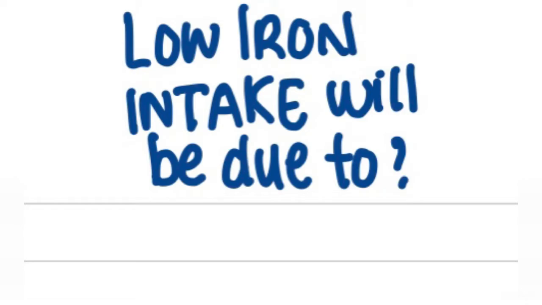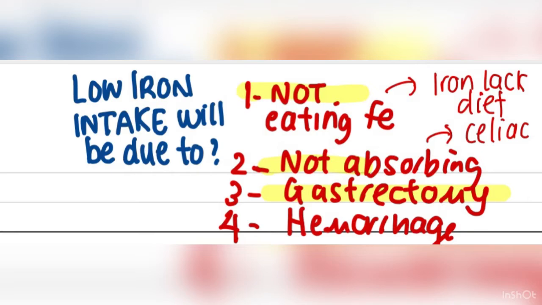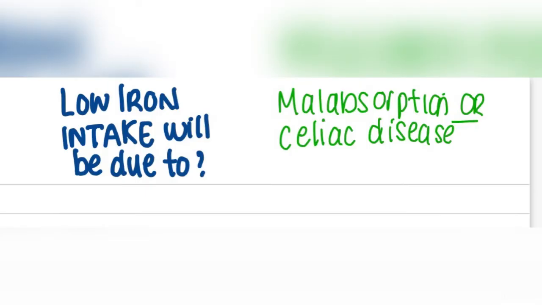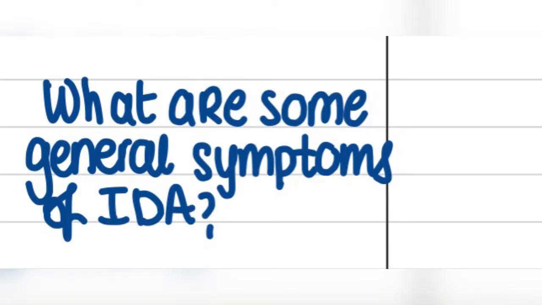It can be due to not eating enough in the diet, not absorbing enough due to celiac or gastrectomy, or bleeding, excessive bleeding, aka hemorrhage. What is a malabsorption disease that can cause it? Celiac disease.